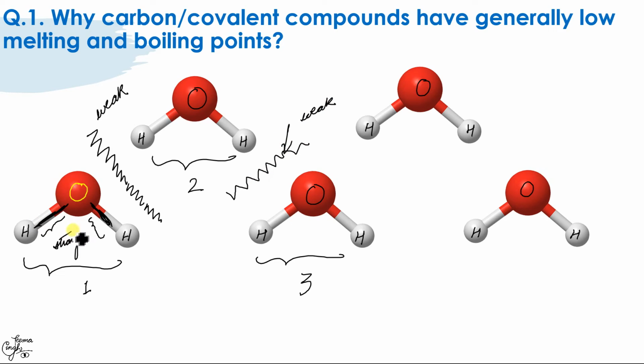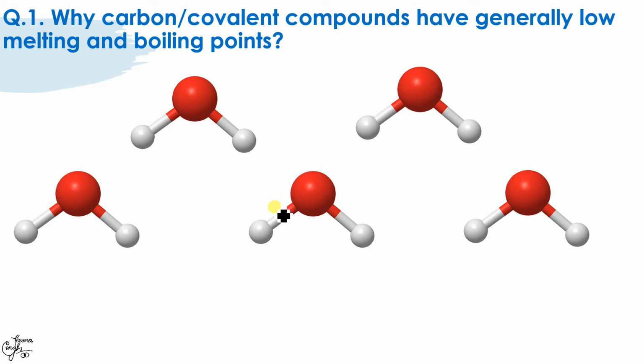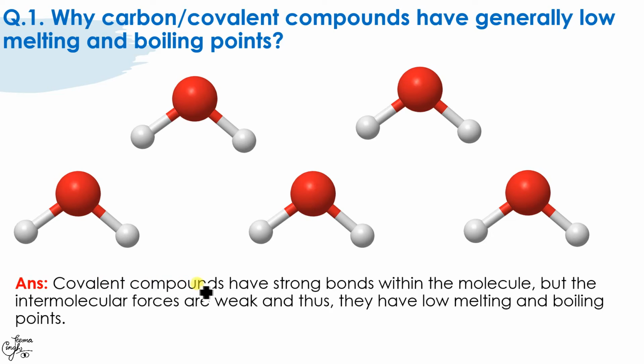The same molecule has strong covalent bonds, but in order to melt or boil a compound, you need to look at these forces. Since covalent compounds have weak intermolecular forces of attraction, therefore they have generally low melting and boiling points. So students, if in your board examination you are asked why carbon or covalent compounds have generally low melting and boiling points, you do not have to give the explanation. You simply have to write down the answer, that covalent compounds have strong bonds within the molecule.